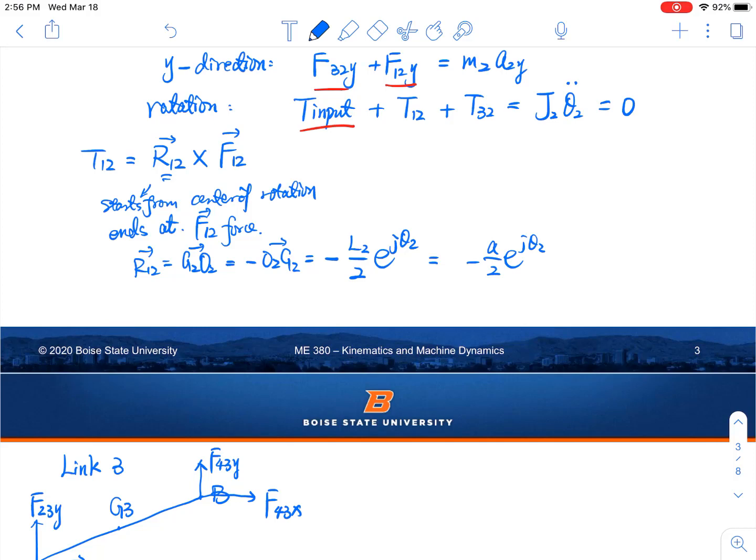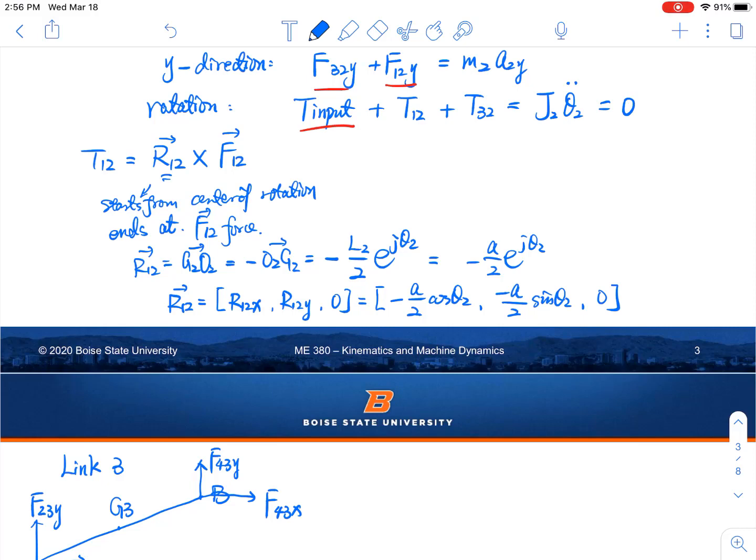So we want to write this R12 vector in Cartesian coordinates. So we need to find the real part. Your R12 equals R12x, R12y, and 0. And then the x component, just the real part of this, is minus half A cosine theta 2, the y component is minus half A sine theta 2, and then the z component is 0. Okay, so that's how you find the position vector we need to use to calculate T12.